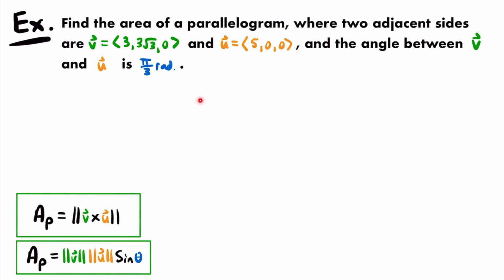Okay, and so let's start by using this version of the formula, where we take the magnitude of vector v times the magnitude of vector u times sine of the angle between those two vectors. That's going to be our first way of finding this area.